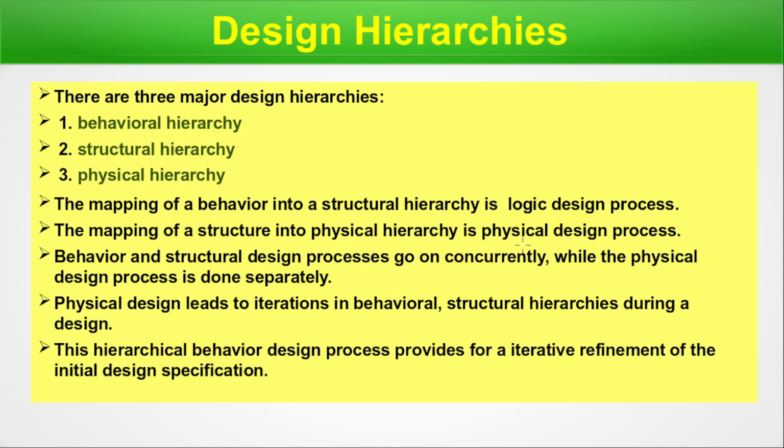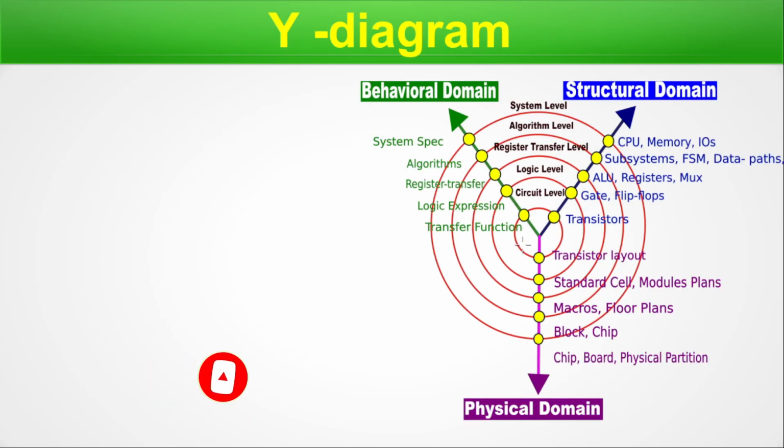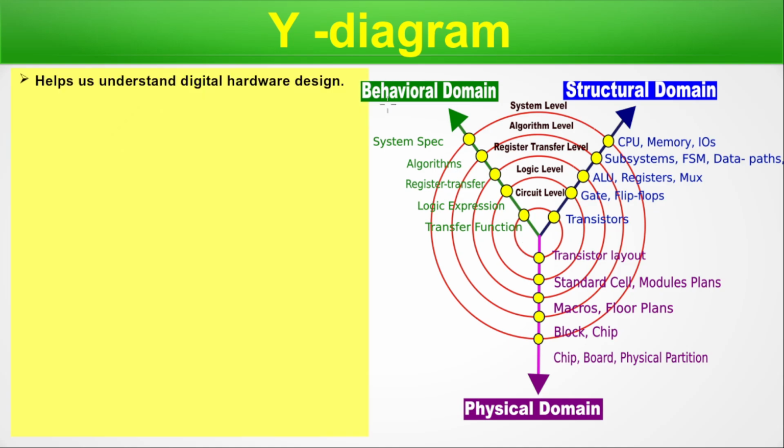Next, this hierarchical design process provides for an iterative refinement of the initial design specification. In the very first slide, we showed a triangle-like structure. Now let's move to the next slide. This is a Y diagram. Behavioral, structural, and physical domains: we can plot their substeps on a single diagram. It helps us understand digital hardware design.